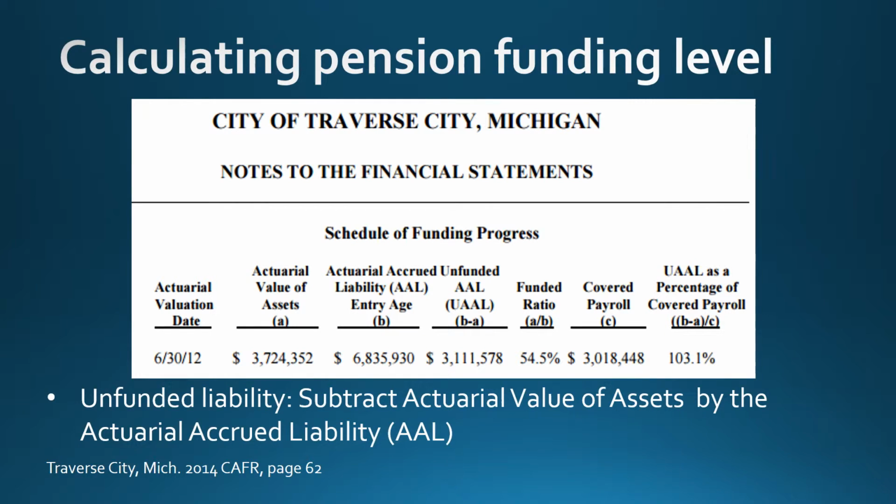The next funding level you need to look at is the unfunded liability of the pension plan. To calculate the unfunded liability, subtract the actuarial value of assets from the actuarial accrued liability. So here they took the 3.7 million figure subtracted from the 6.8 million, and you arrive at the unfunded actuarial accrued liability of $3.1 million for this pension system in Traverse City, Michigan.